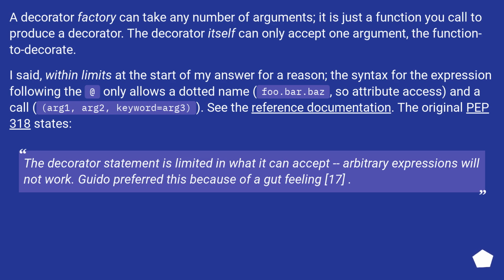The syntax for the expression following the @ only allows a dotted name, foo.bar.baz, so attribute access, and a call, (arg1, arg2, keyword=arg3). See the reference documentation. The original PEP 318 states, the decorator statement is limited in what it can accept. Arbitrary expressions will not work. We don't prefer this because of a gut feeling.